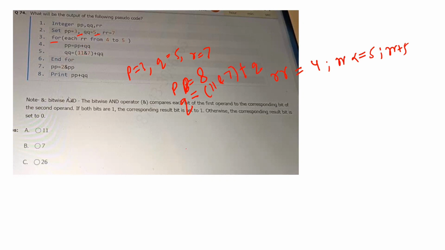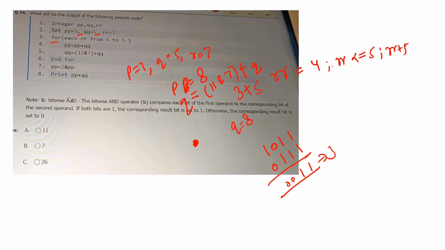So 11 is 1 0 1 1, and 7 is 0 1 1 1. So if you do bitwise and, what will we get? 0 0 1 1, which means 3. So 3 plus Q, Q value is 5, gives 8. So Q is now 8.